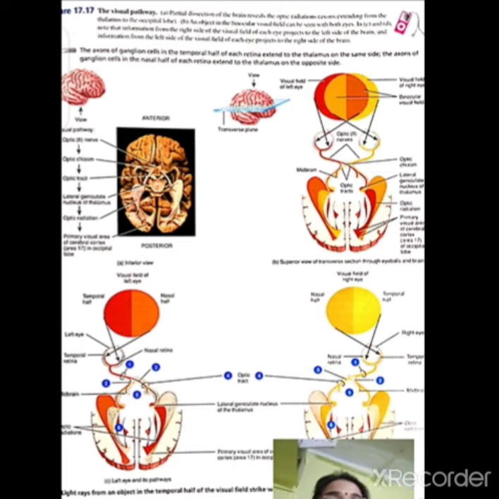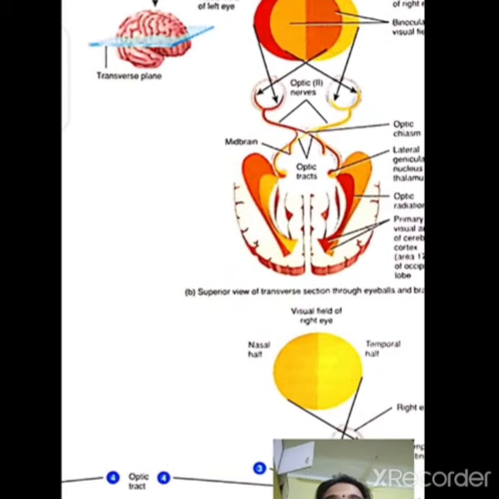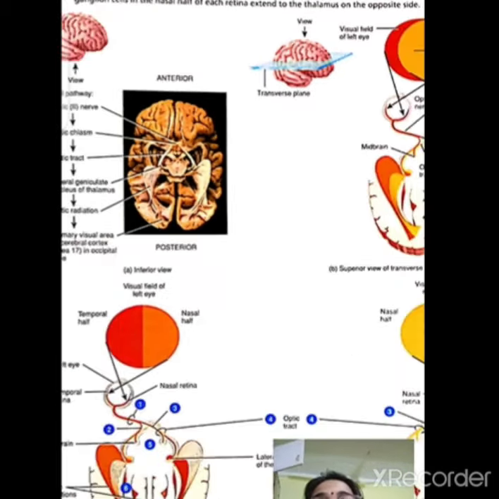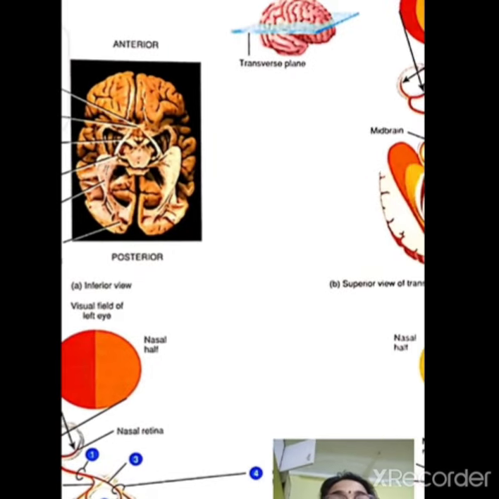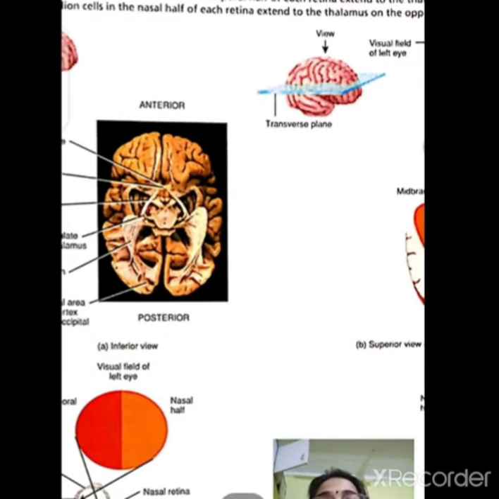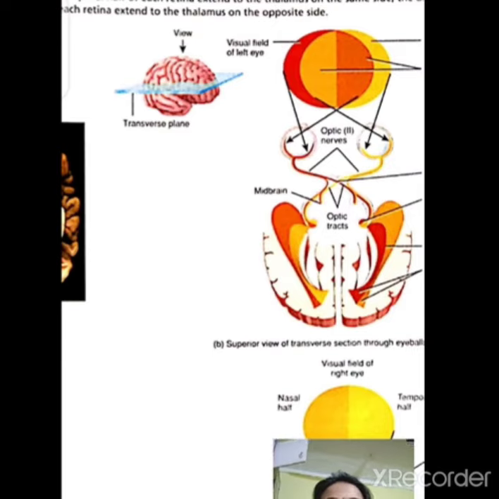Now, let's find the brain pathways from where the signals are taken. First understand this. The axons within the optic nerve pass through the optic chiasma. These axons are from the optic nerve and they pass through the optic chiasma, a crossing point of the optic nerve.